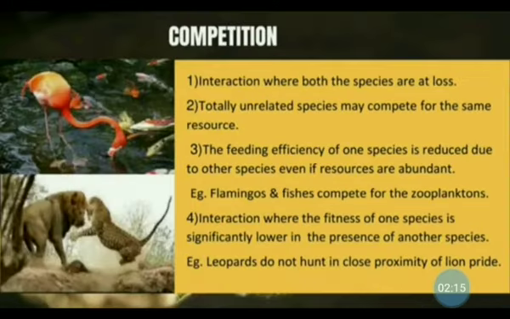The next is competition. An interaction where both the species are at a loss. Totally unrelated species may compete for the same resource. The feeding efficiency of one species is reduced due to the other species, even if resources are abundant. For example, flamingos and fishes compete for zooplanktons. Interactions where the fitness of one species is significantly lower in the presence of another species. For example, leopards do not hunt in close proximity of a lion pride.